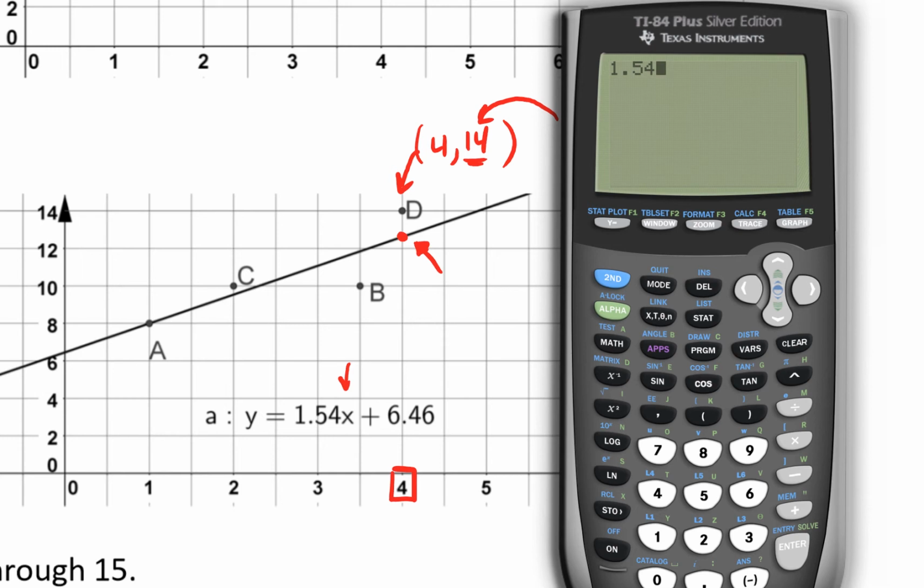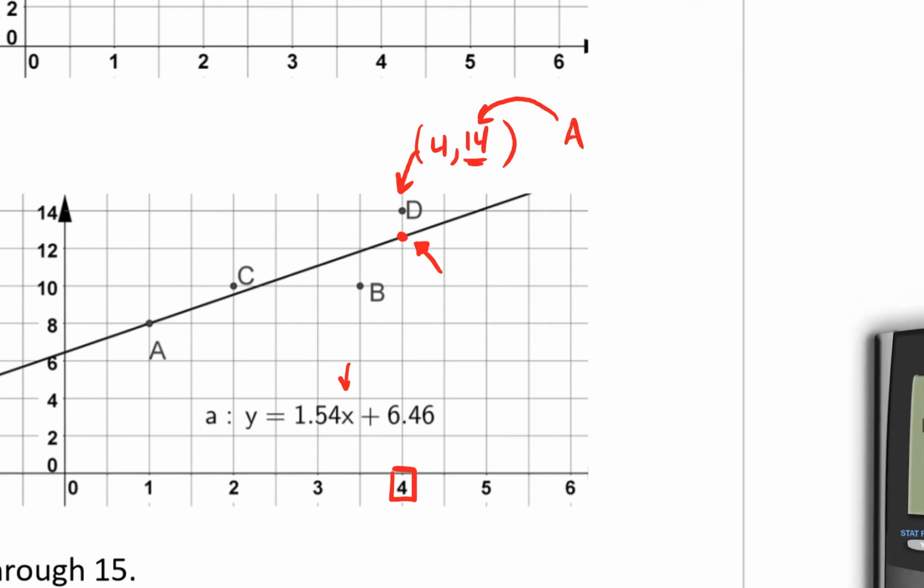So let's go ahead and enter 1.54 times the number 4, and then I'm just going to add to that 6.46. So here you can see I've got my slope of 1.54. I'm multiplying by 4, and then I'm adding 6.46. And when I press enter, I get that that should be 12.62. So this is my predicted value, 12.62.